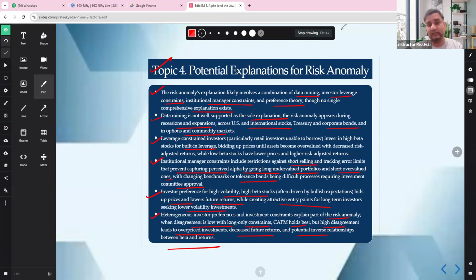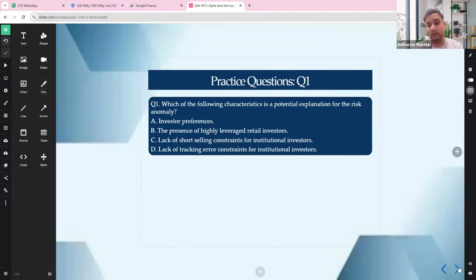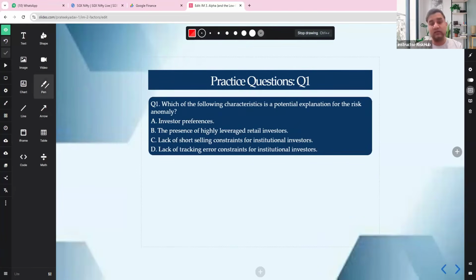Okay, read the explanation, all theory. Module 3 is all theory, but it comes in the exam, right? Like this: which of the following characteristics is a potential explanation for the risk anomaly? Investor preference, right? This is one of the reasons. The presence of highly leveraged retail investors, no, that's wrong. Why wrong? Because retail investors are leverage constrained. So they don't have highly leveraged positions. The highly leveraged word is wrong here.